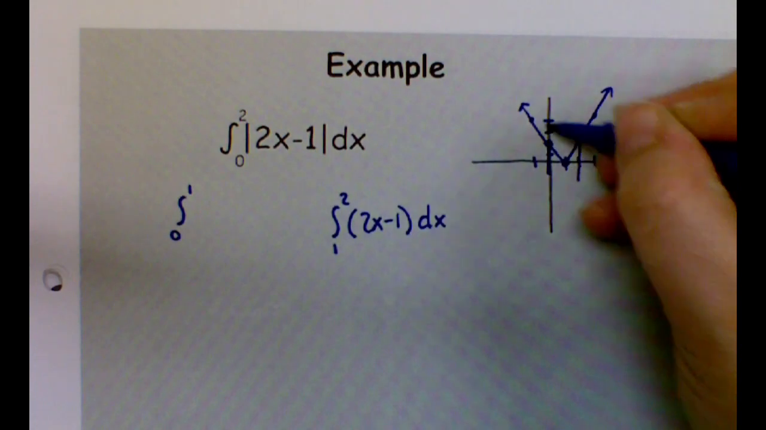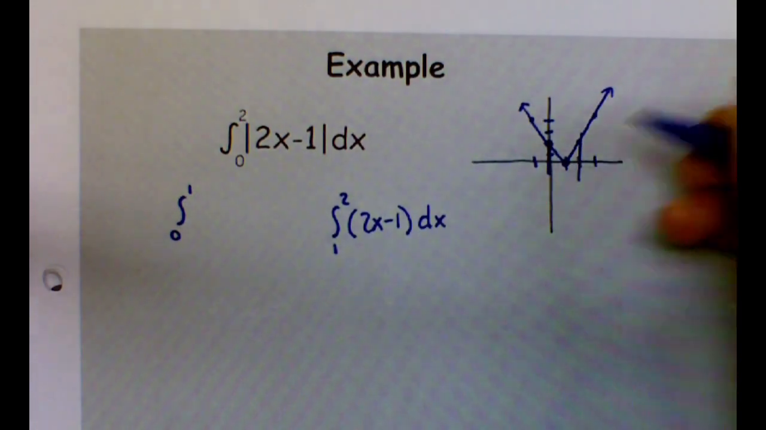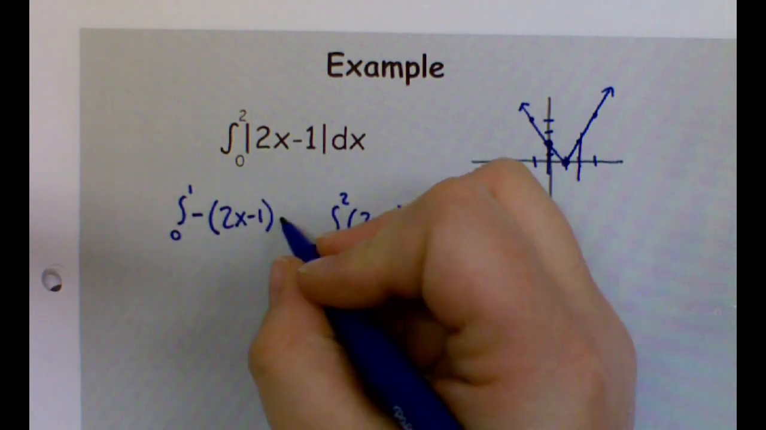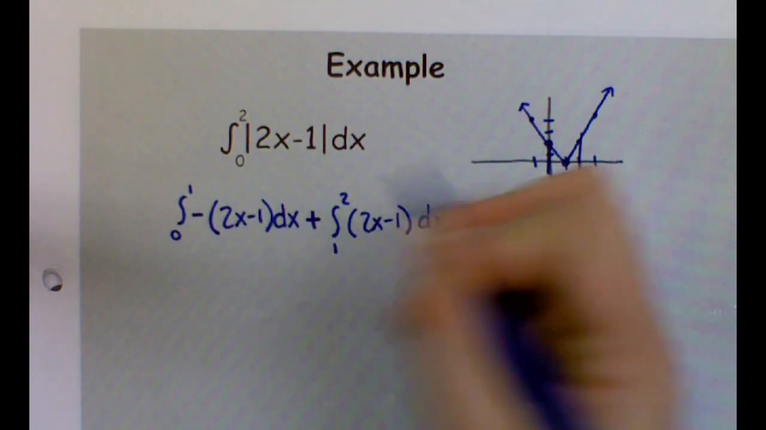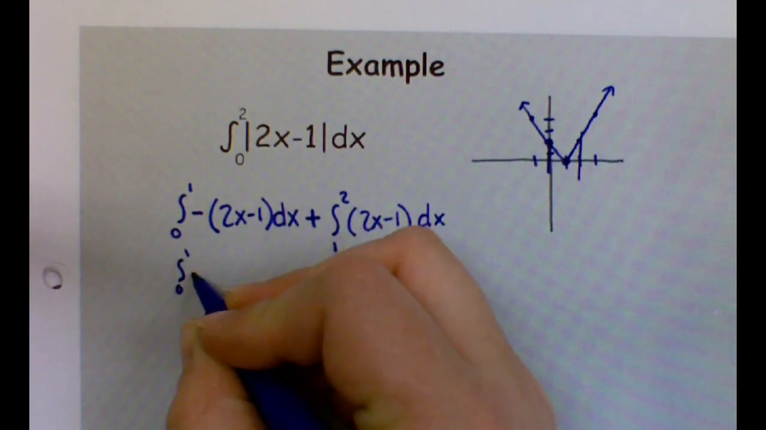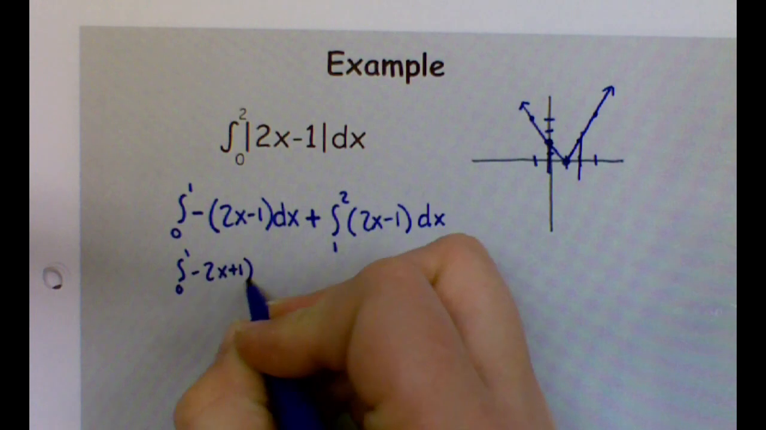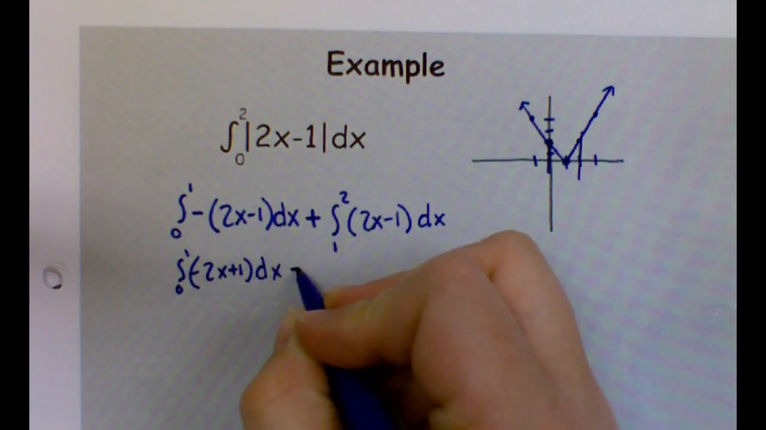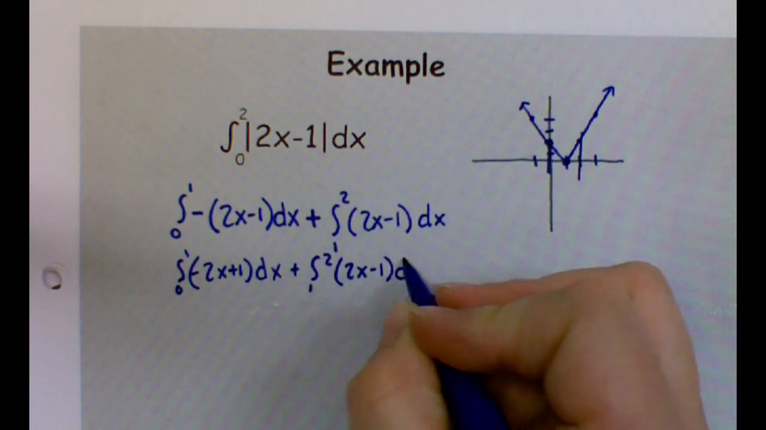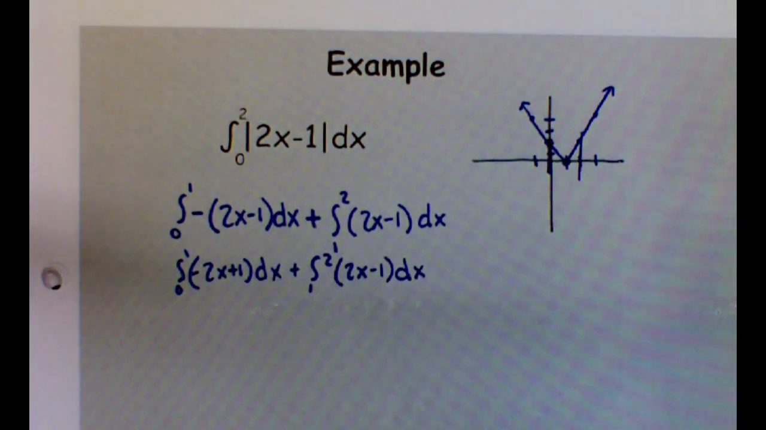From 0 to 1, though, we have that other side of it. That is a negative slope. So it's just the opposite of the entire equation, dx. And then we add the two together. So I would distribute that negative. And now we take two separate antiderivatives.